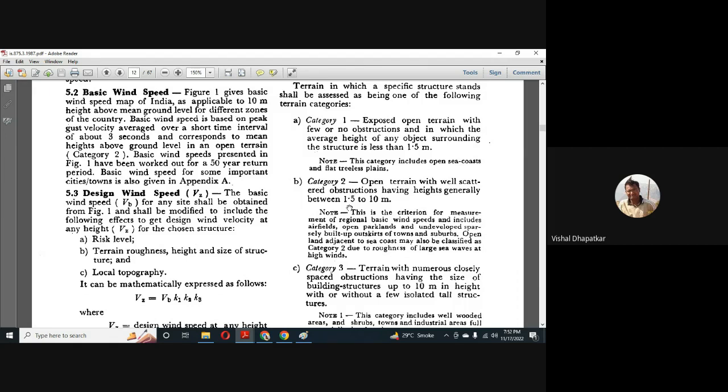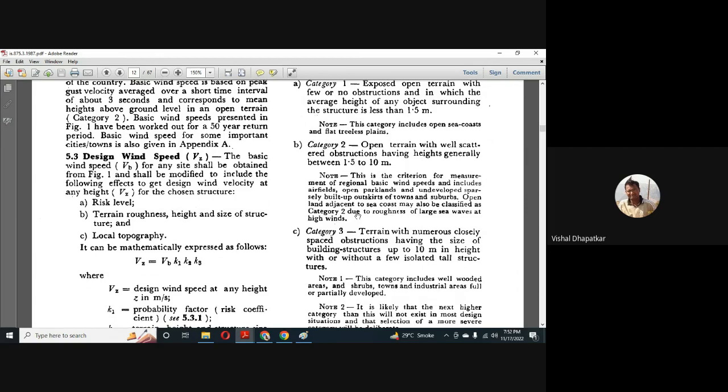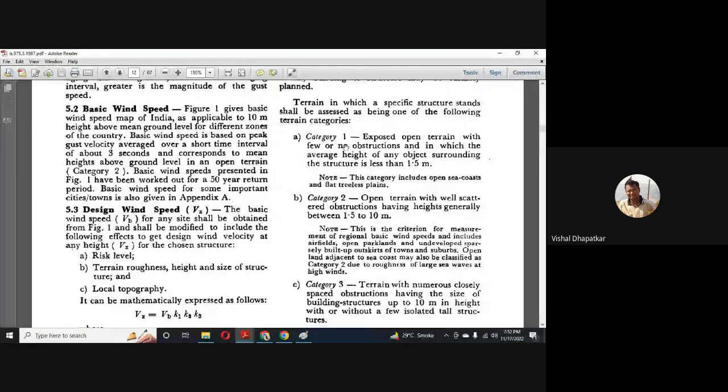There are 4 categories based on which we have to select the factor K2. The first category defines exposed open terrain with few or no obstructions, in which the average height of any object surrounding the structure is less than 1.5 meter. So category 1 is for exposed terrain where it is completely open, like a desert, where there is no obstruction, or if anything is there, it is not more than 1.5 meter.